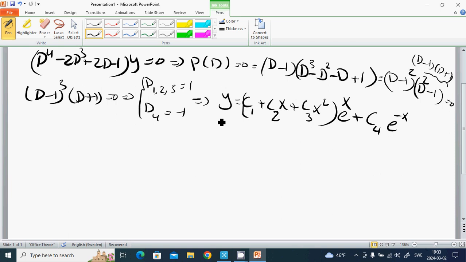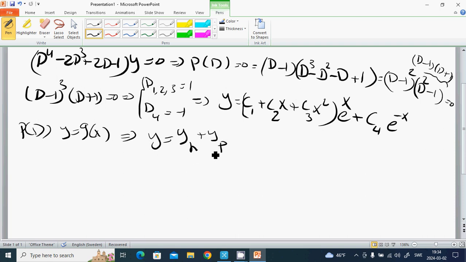Another example is another method. Okay, so far we have seen equations in this form. But if P(D) y equals g of x, then y is y_h plus y_p: homogeneous solution, particular solution. The particular solution depends on g of x. The homogeneous solution is found when P(D) equals 0. Now we are going to have an example.